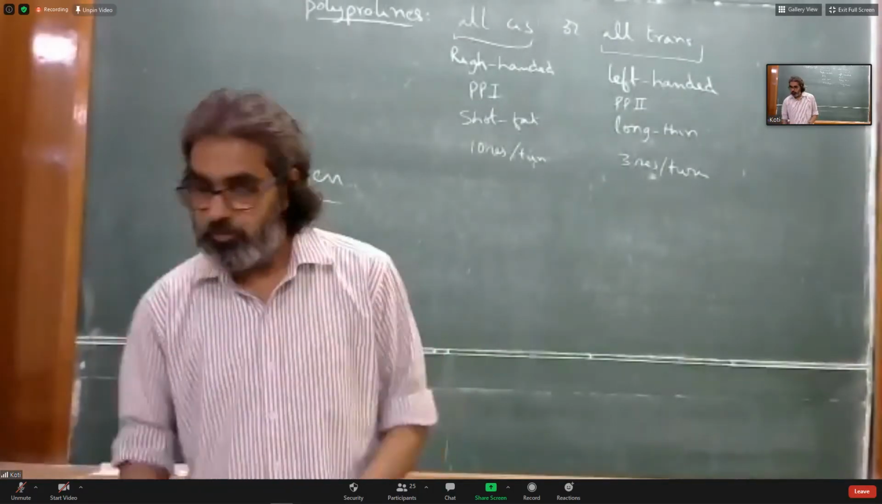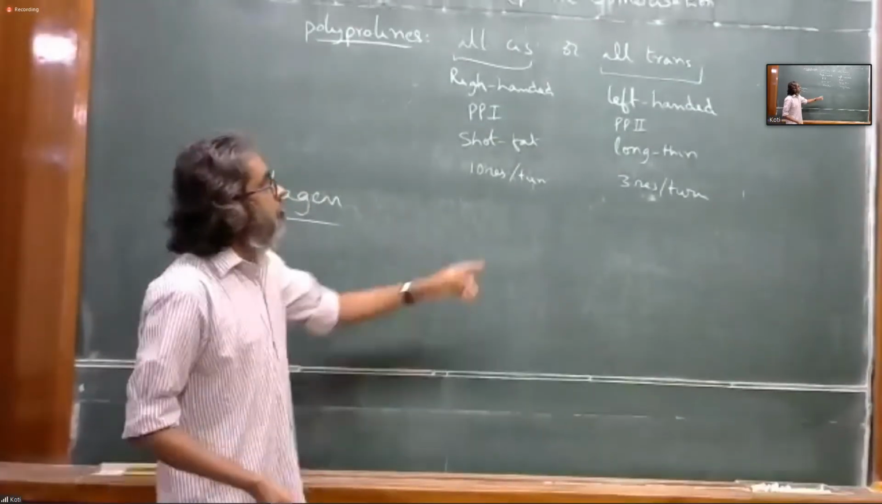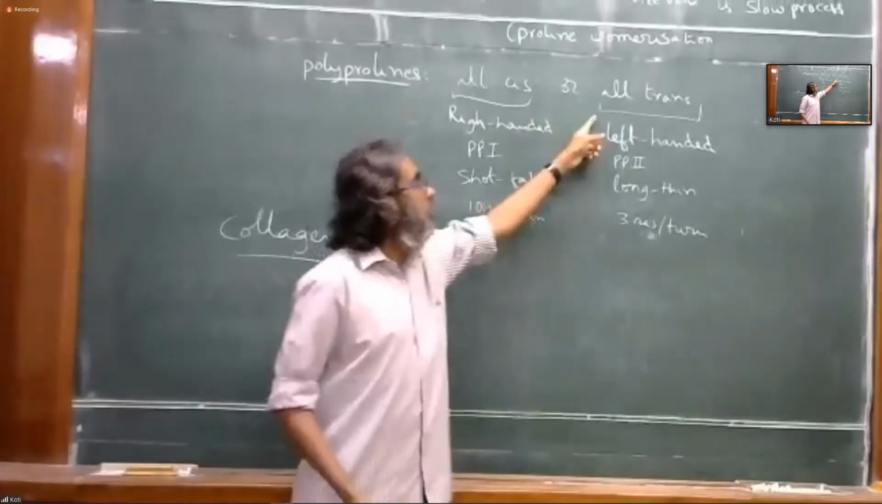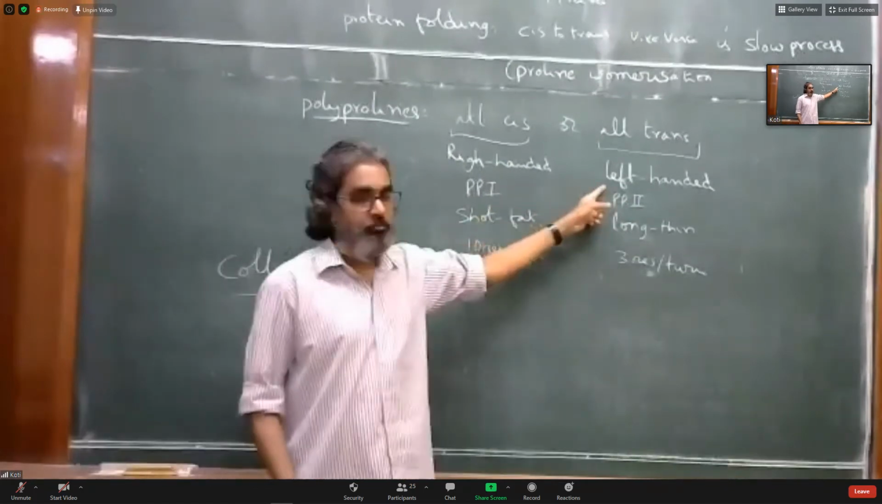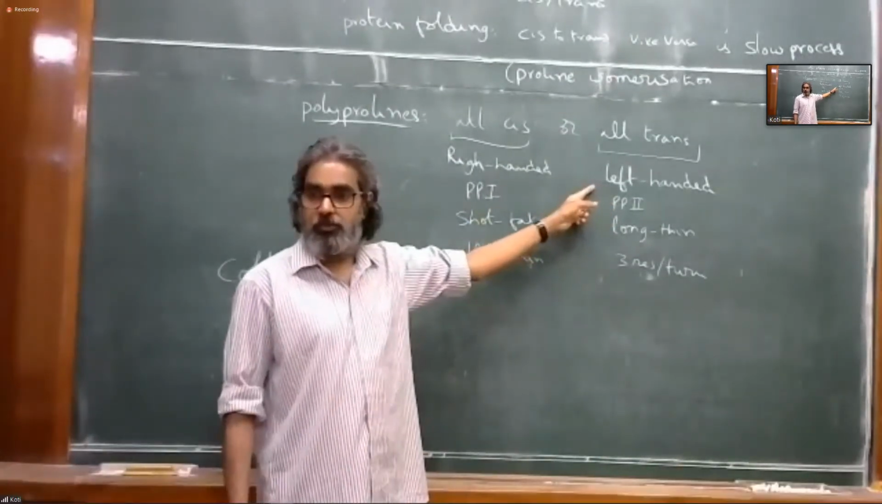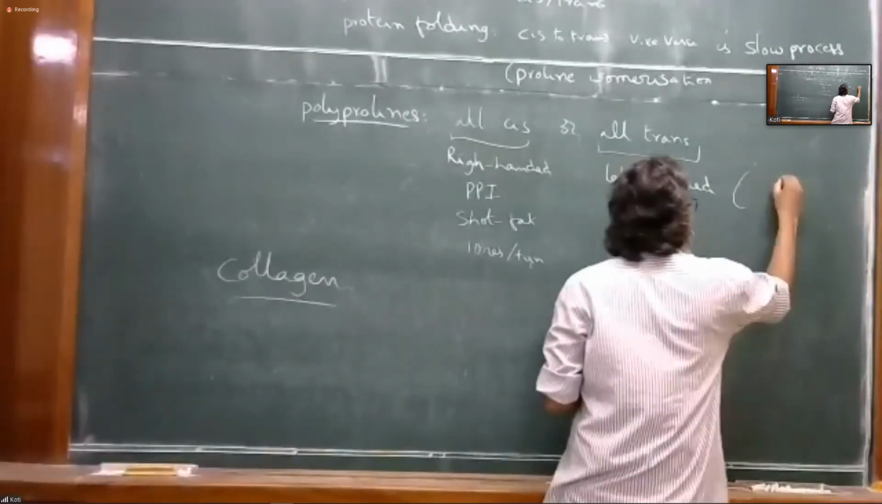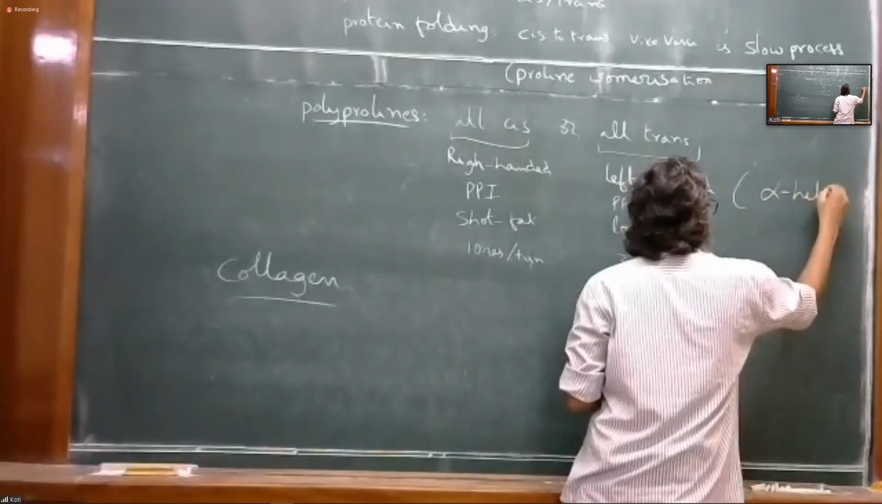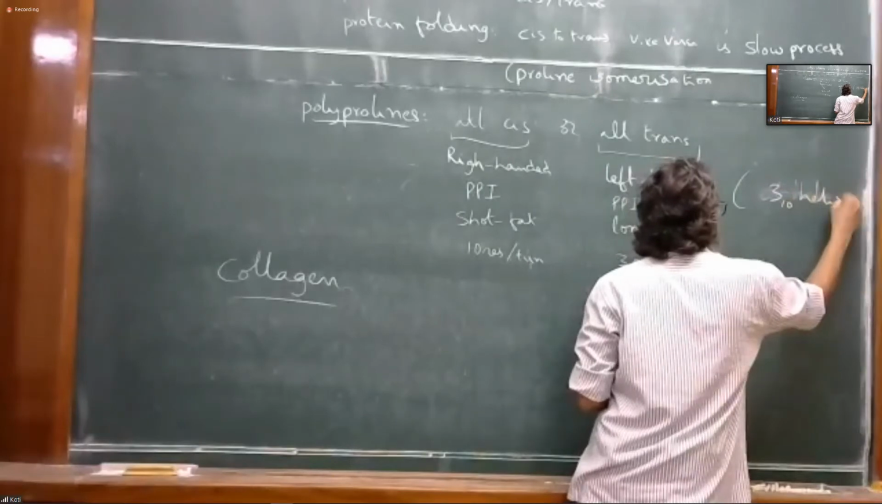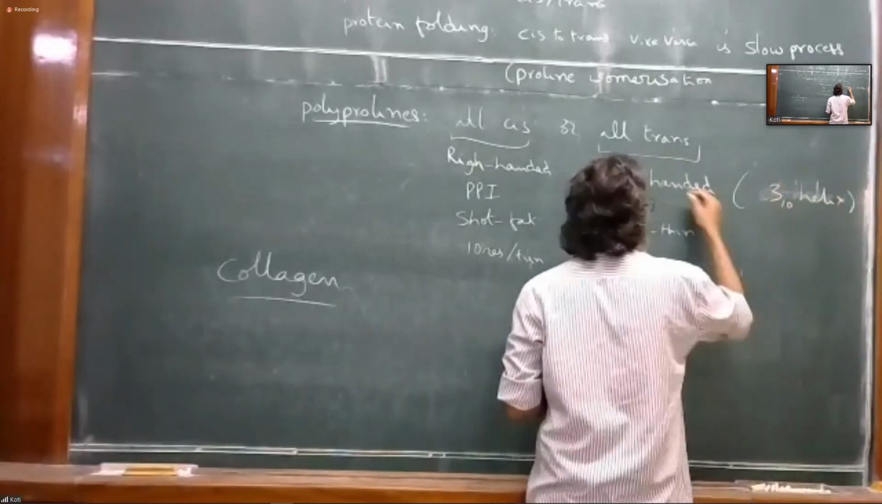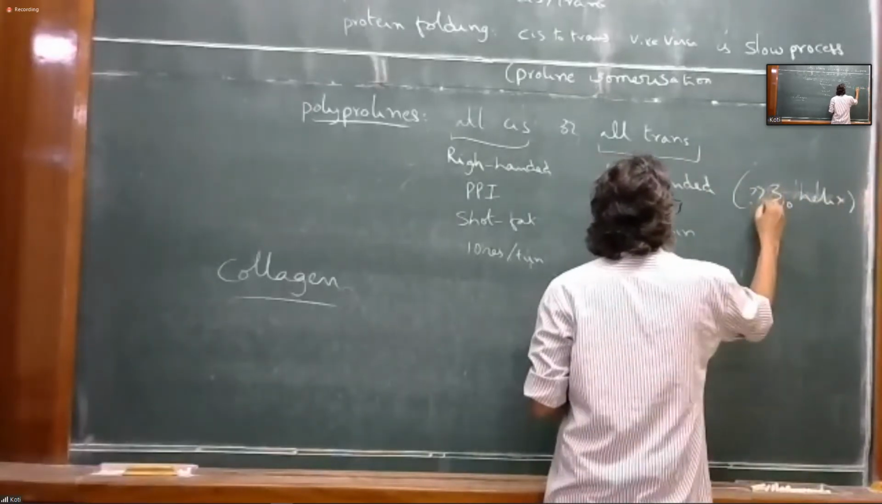Okay. So on the board, I have taken polyproline, all trans is left-handed and all cis is right-handed. So this left-handed, is it similar to alpha helix? Sorry, let's say 3-10 helix. For that matter, any of the helices. Okay. So that's the question.